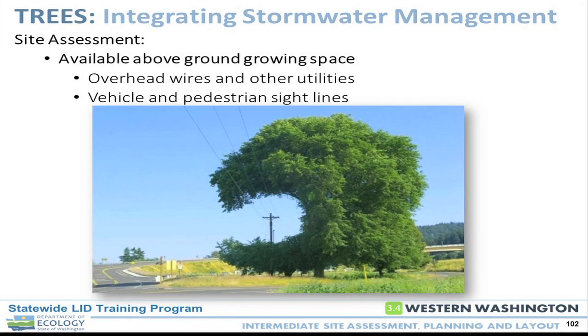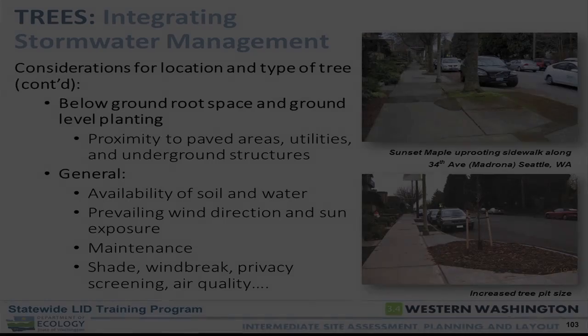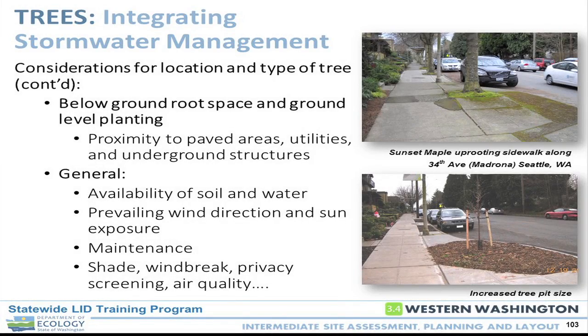Available above ground growing space, that's a critical piece. Of course, utilities. Sight lines are critical, just like with bioretention, right? Correct plant in the right place. Same with trees. Considerations and location for type of trees, kind of continuing that. Below ground root space and ground level planning.